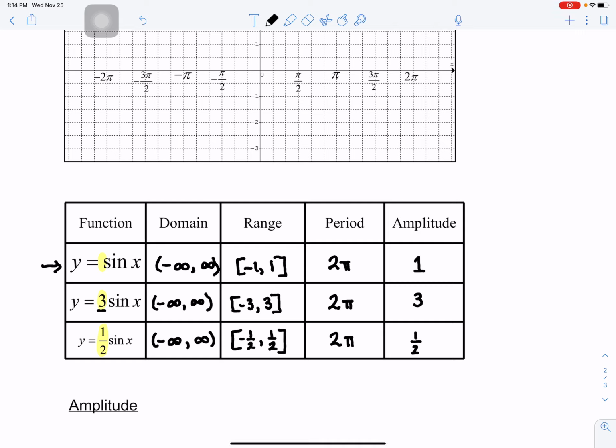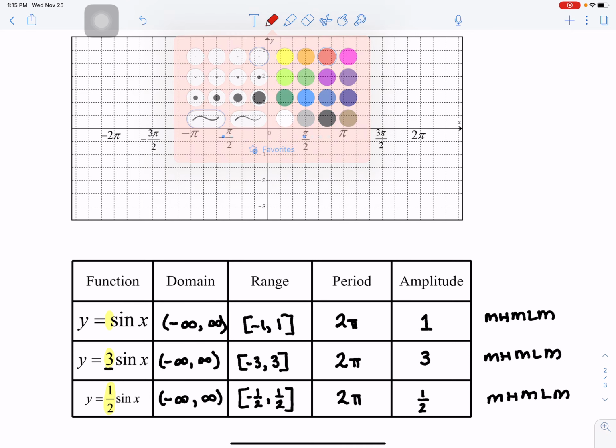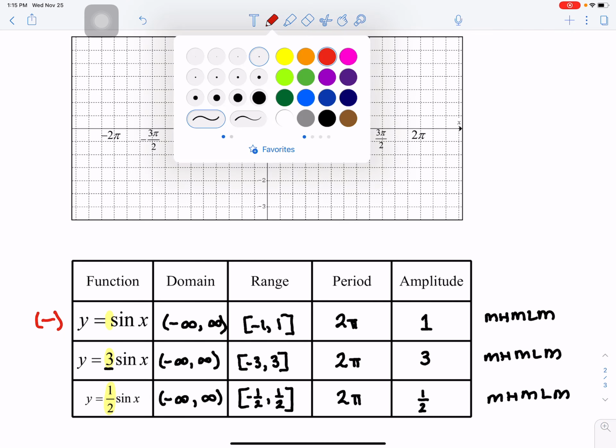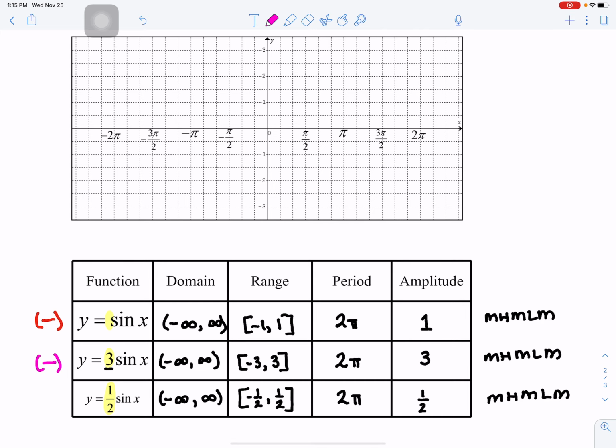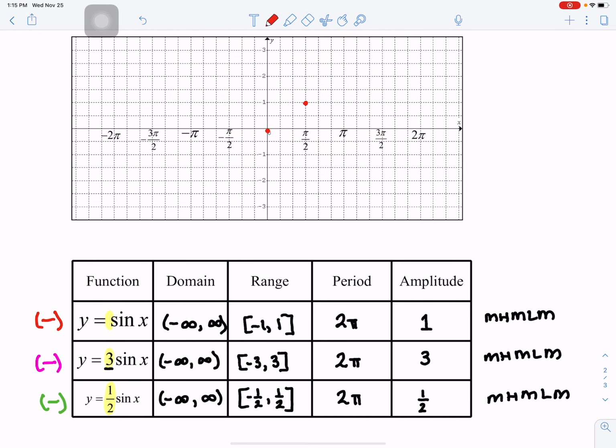Now, when you're drawing the graphs, this pattern has middle, high, middle, low, middle on it. And they're all going to have the same pattern. But this time, my high and my low point are changing because the x-intercepts are invariant under a horizontal or a vertical stretch. So what I'm going to do is I'm going to draw the sine function using a red color, the 3 sine x function using pink, and then the 1/2 using green. Okay, so middle, high, middle, low, middle, and I draw my 1 cycle.